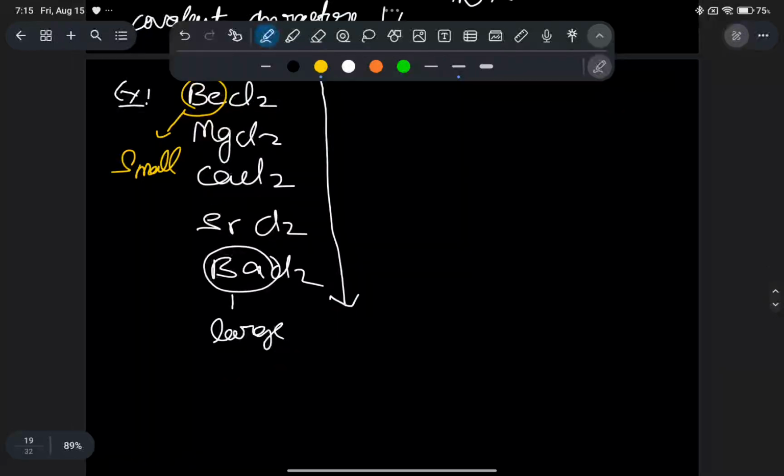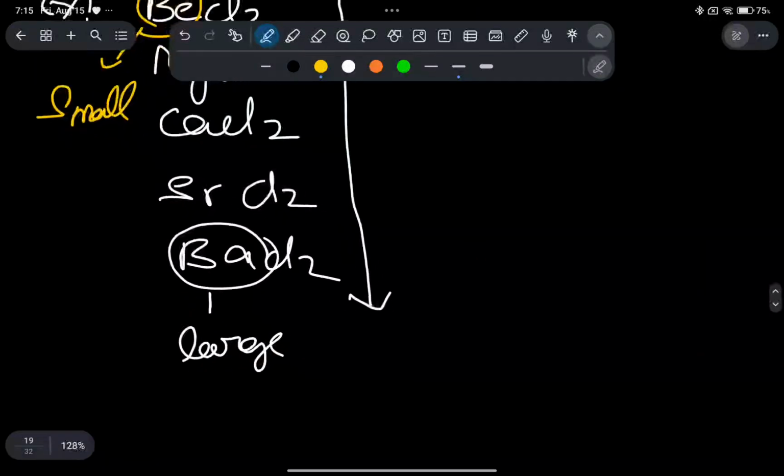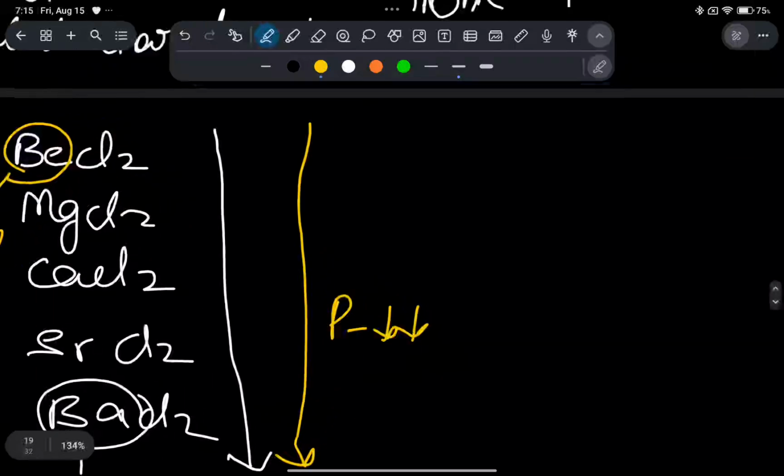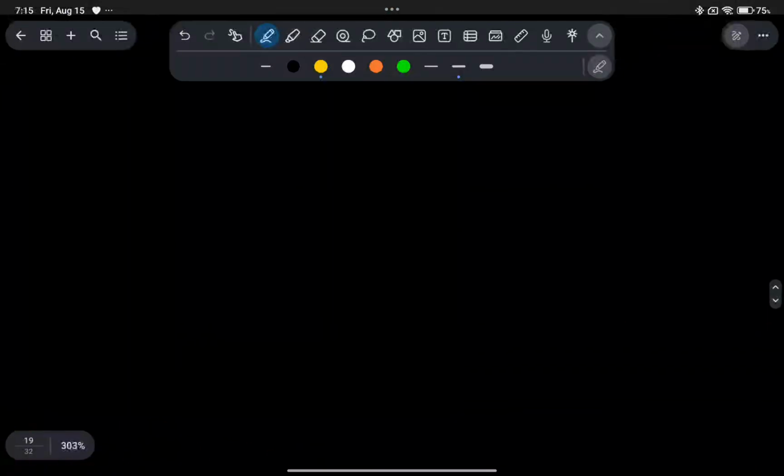So small means, as we see, large size means it forms a cation with low polarization. From top to bottom, polarization decreases as size increases. You should know this order. Okay, size increases. Now let's see how it affects the period.